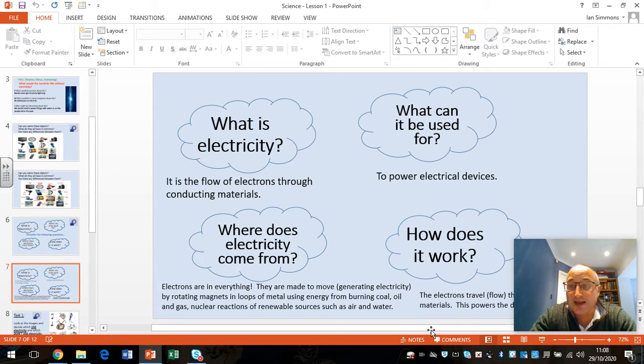All things contain electrons. The key is to get them moving. Now, in order to get them moving, you rotate magnets inside loops of metal. Now, we do this through power stations such as burning coal, oil, gas, or nuclear reactions, or renewable sources such as air and water. That's something that I will cover with you in another lesson.